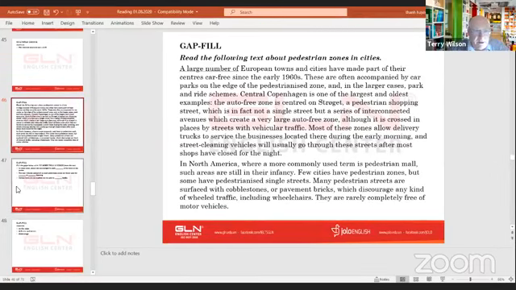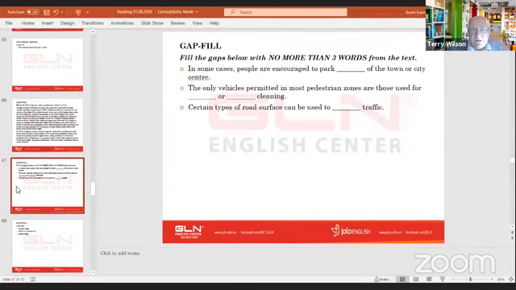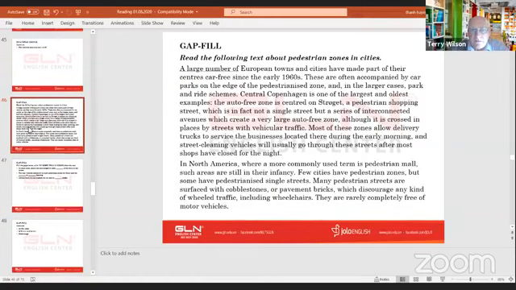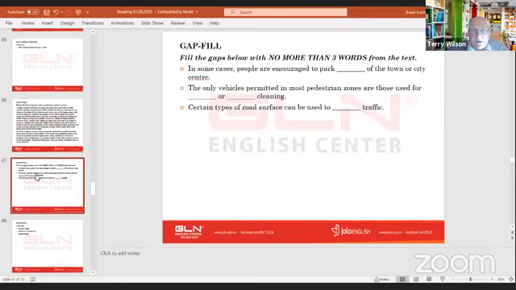And if we go back to the gap fills, so are encouraged to park, something town, city. So here we have often accompanied by car parks on the edge. So that seems to fit. For the next one, the only vehicles. So which vehicles are permitted?